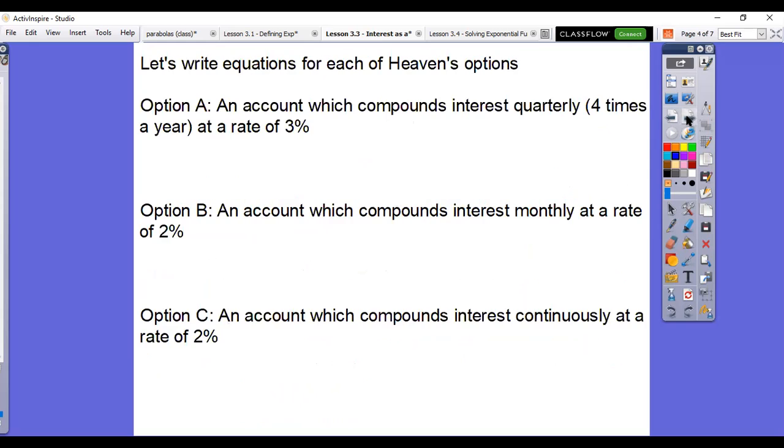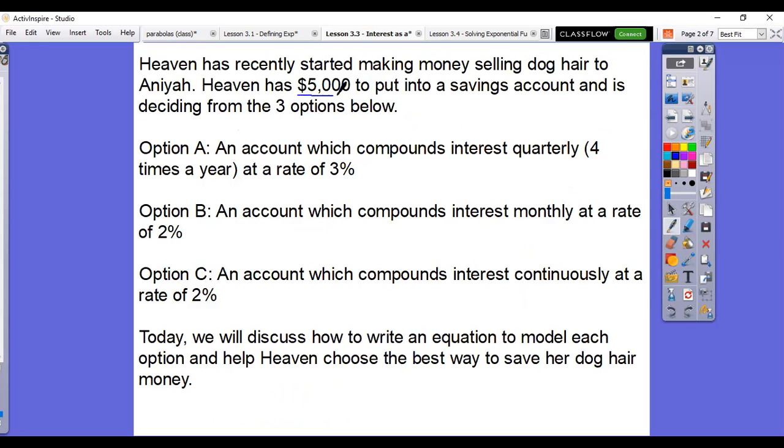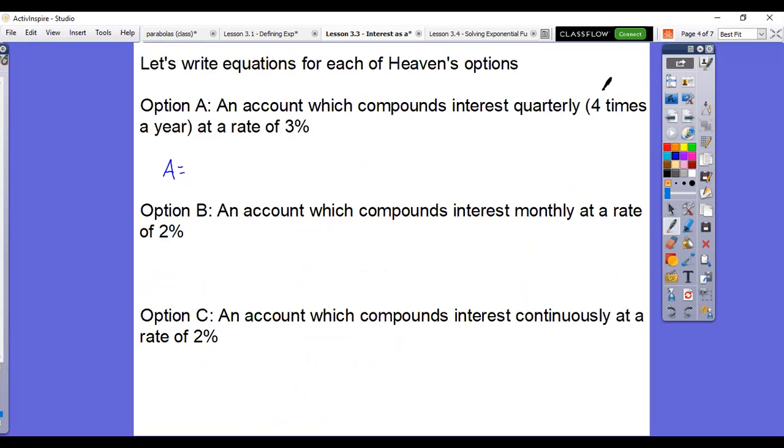So we're going to look at each of these and write an equation for it. We've got A, the amount, equals, first we've got P, the principal amount. If we go back and look, Heaven is initially depositing $5,000. So for all of these, the principal will be 5,000, times 1 plus R over N. R is 0.03 because that's our interest rate. N is the number of times per year that the interest gets compounded. So if it's compounding quarterly, then N would be 4. And then this is going to be raised to the power of N times T, so that's 4 times T.